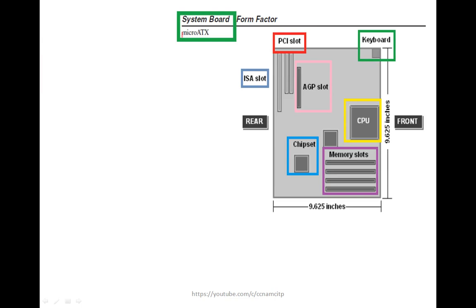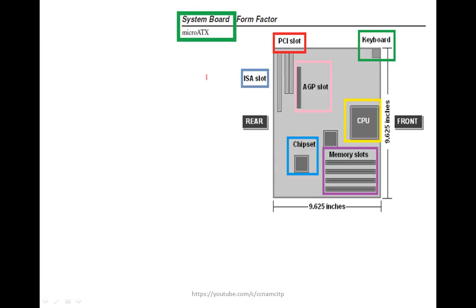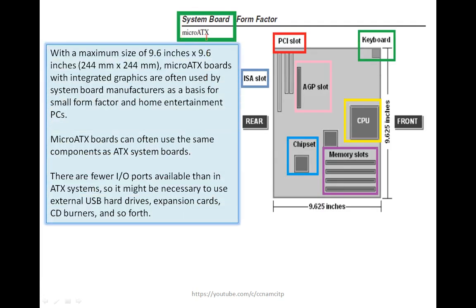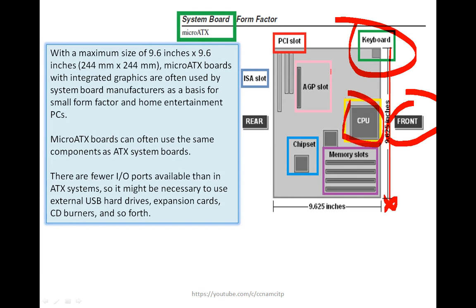The next form factor is micro ATX. We spoke about full size AT, then baby AT, then ATX, now micro ATX. So what are the changes in this board? Once again, the keyboard is here, and this is your 9.625 inches, this is the length, and this is the front view, and the CPU moved to this place. Earlier it was coming somewhere here in ATX, and this is micro ATX, and this is the AGP slot, PCI slots, ISA slot, and chipset. So we will understand a couple of things here.